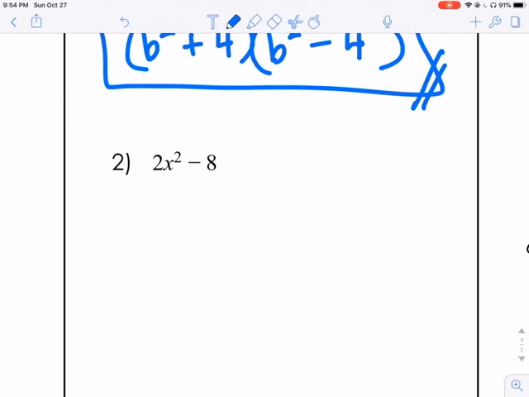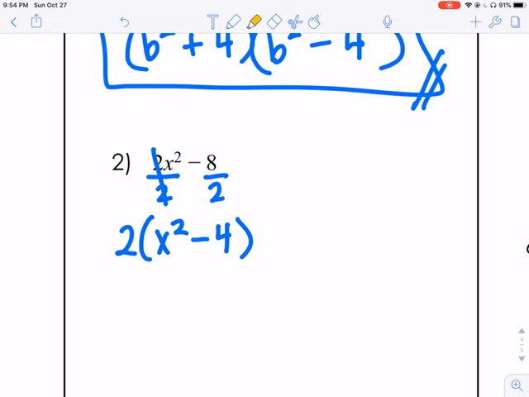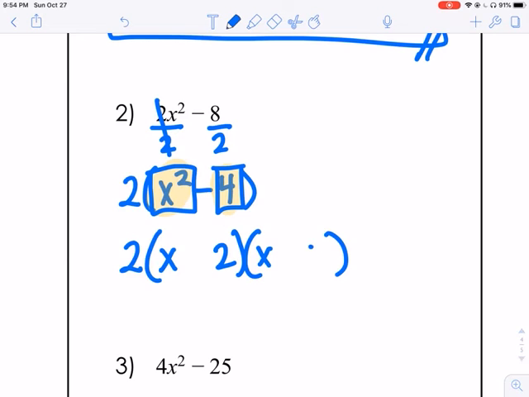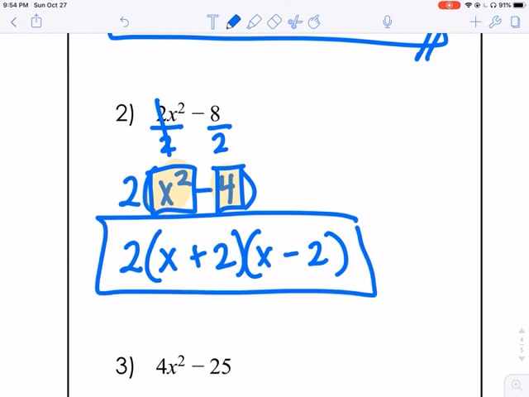For this next one, I'm going to check for a GCF. I see that they both can be divided by 2. So 2 is going out in front, leaving x squared minus 8 divided by 2, which is 4. I can see that x squared is a square and 4 is a square. So I know that I can do the difference of squares. Leave my 2 there, and two parentheses. x squared turns into x and x. 4 turns into 2 and 2. One positive, one negative. This is my factored form of that expression.